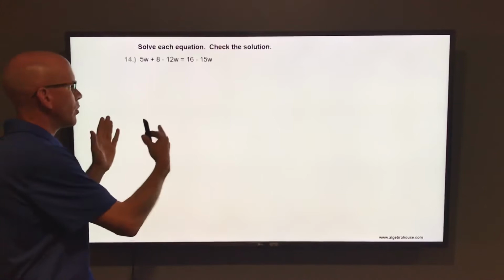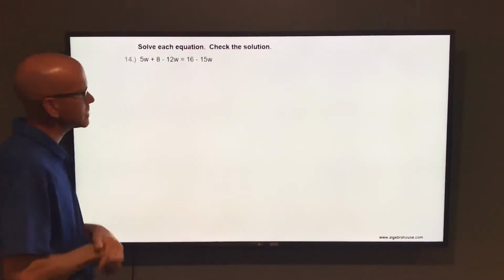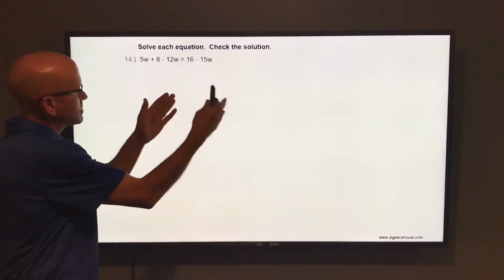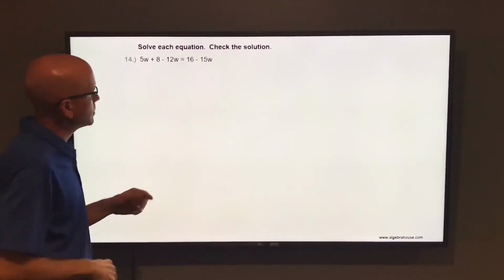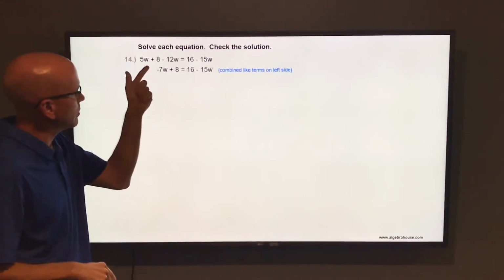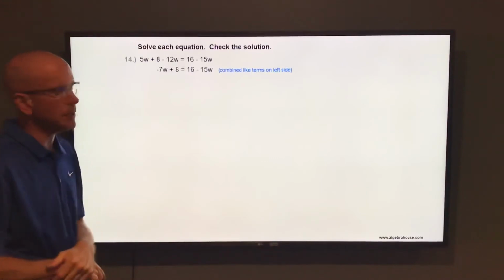A lot of times people want to move things around before they take that option of combining the like terms on the one side. That should be done first before you go moving anything else around. So 5w minus 12w, if you combine those, that is going to be negative 7w. Everything else stays the same. You have plus 8 equals 16 minus 15w.